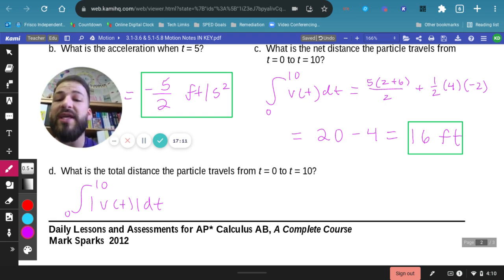Okay, so from here, all I'm going to do is make any area we found in part C positive. So that makes negative 4 positive 4. So 20 plus 4 would instead give us 24 feet.